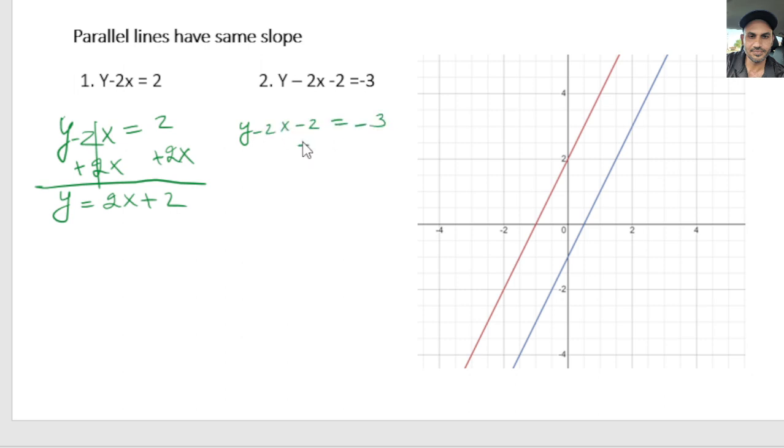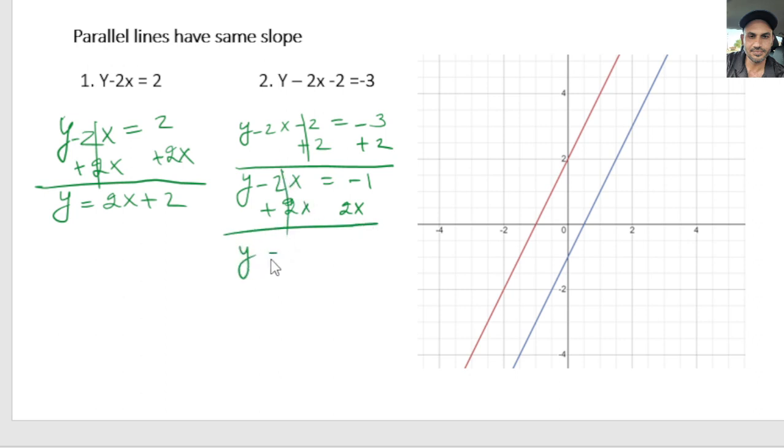So we add 2 first on both sides. And this 2 is gone. Now we're left with y minus 2x equals -1. And now we get rid of this 2x, so we add 2x on both sides. So we are left with only y on this side: y equals 2x minus 1. Okay, so now these are the two lines we got.